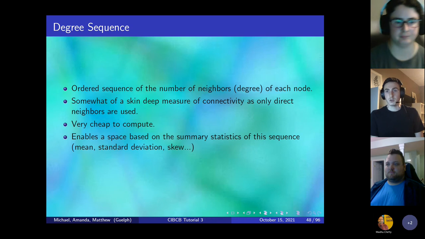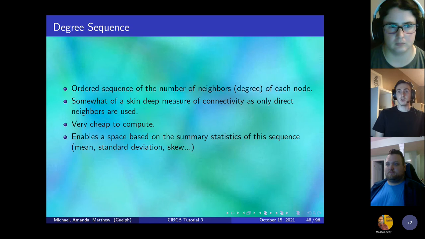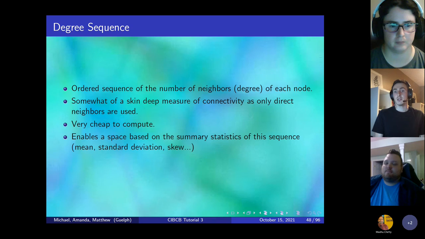Now, you may notice that we had four that we were going to talk about. Degree sequence gives rise to some very interesting representations. This enables a space based on the summary statistics of this sequence: mean, standard deviation, and skew. And these surprisingly simple metrics are actually very efficient for representing graphs.